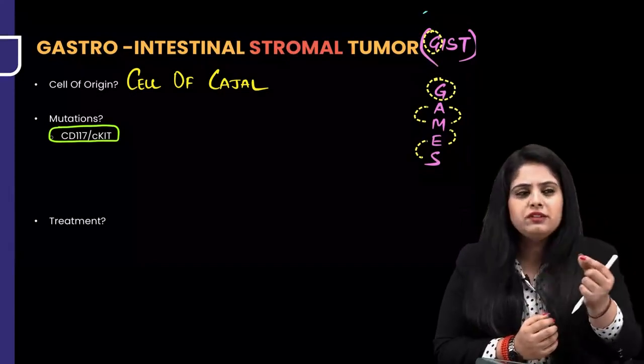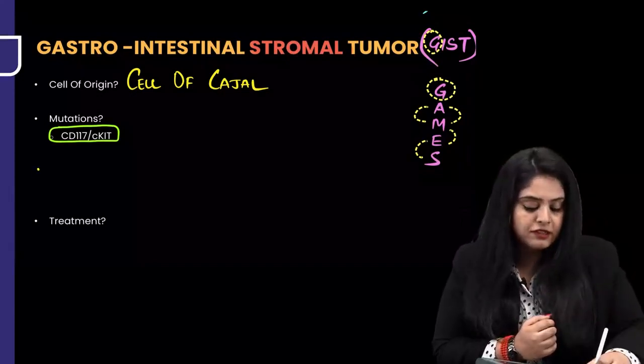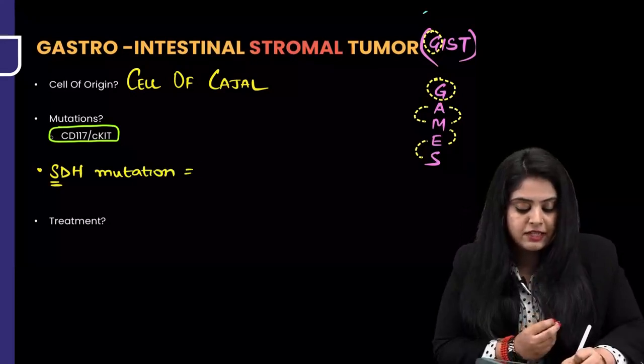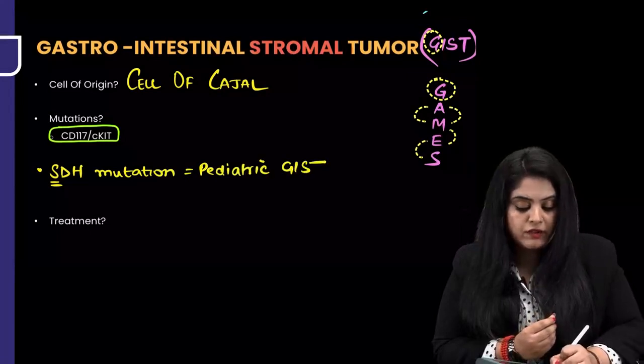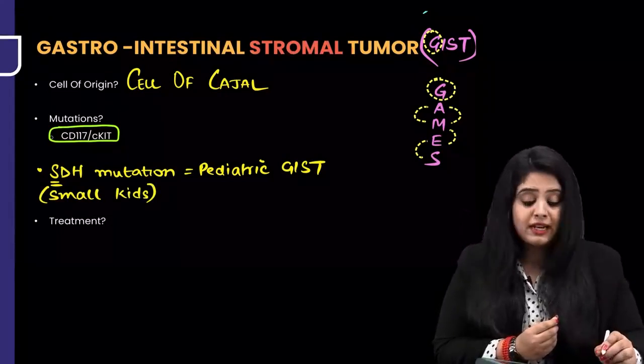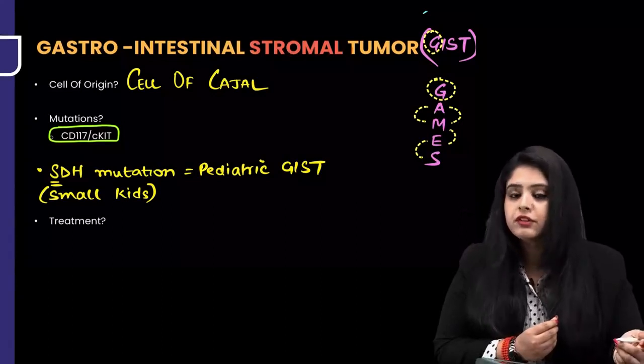But please note, if there is a small kid, for small kids you have SDH mutation. So I have learnt it as SDH is important for pediatric mutations or pediatric GIST. Very simple, na? SDH for small kids. For small kids, you have SDH mutation, pediatric GIST. This could be a question in pediatrics, of course.